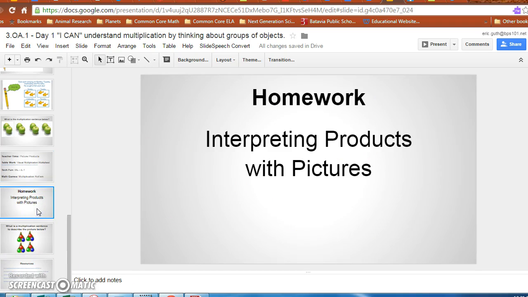Then at the end of class, when we're wrapping up, I tell them the homework, and I try to make the homework assignment look pretty similar to their table worksheet so that there's no misconceptions when they get home.